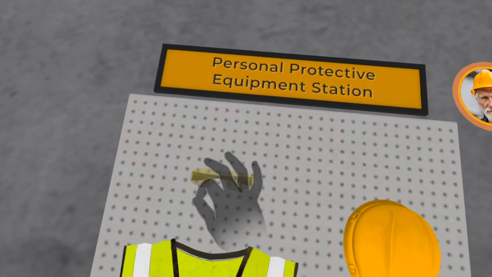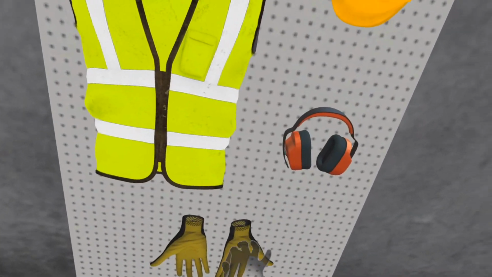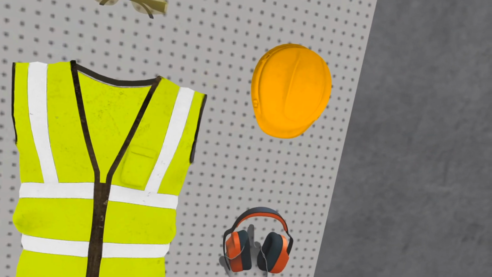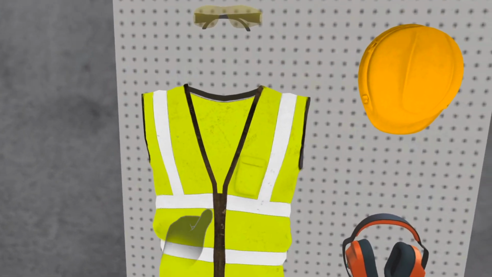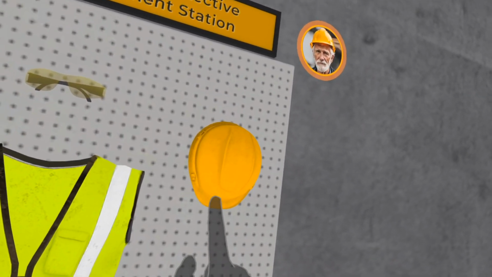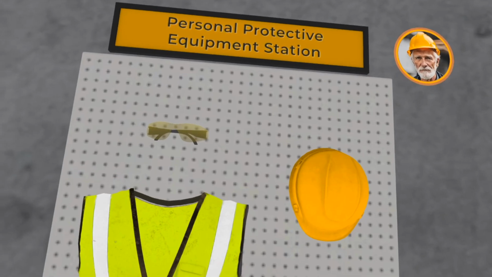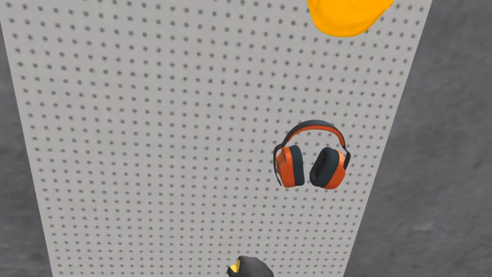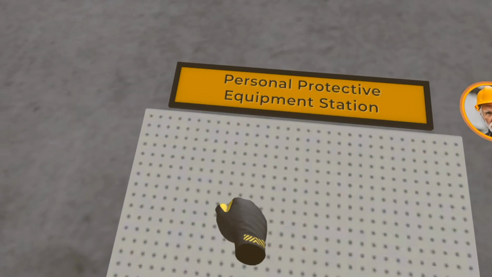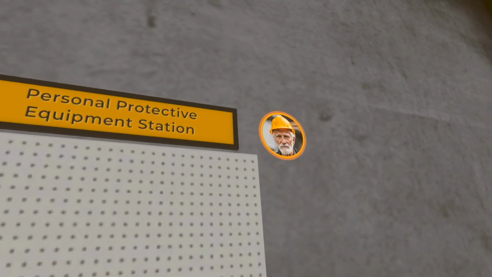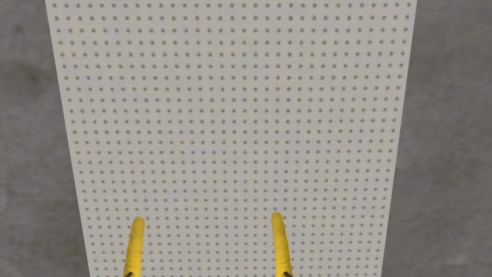You'll need a safety vest, hard hat, gloves, safety glasses, and air protection. Reach forward and touch to equip each PPE item. Yes, you've got them all. You're ready to go.